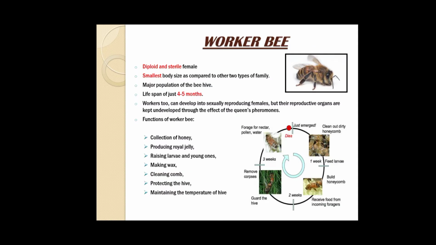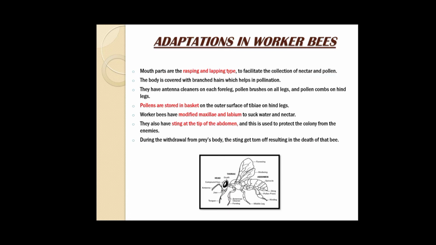Worker bee. Worker bee is a diploid sterile female. The size of the worker is the smallest among all the other castes, but they constitute the majority population of the bees in a colony. Lifespan is just 4 to 5 months, and workers too can develop into sexually reproducing females, but their reproductive organs are kept underdeveloped through the effect of the queen's pheromones. The functions of worker bees are mentioned here. Collection of honey, producing royal jelly, raising larvae and young ones, making wax, cleaning comb, protecting the hive, and maintaining the temperature of the hive are some of the functions of worker bees.